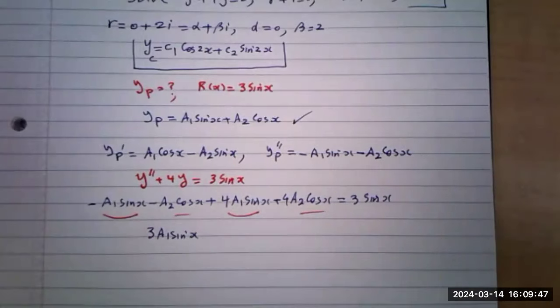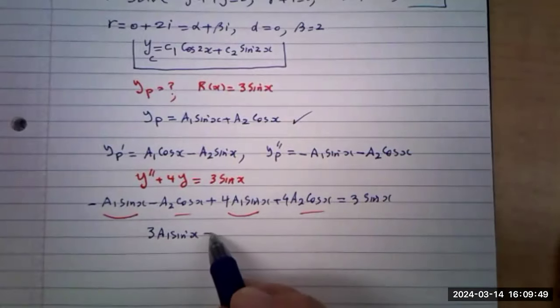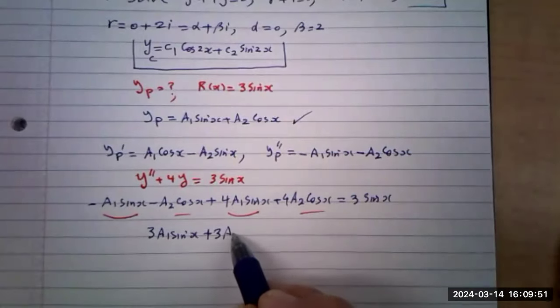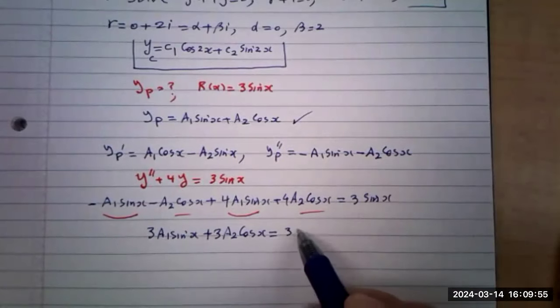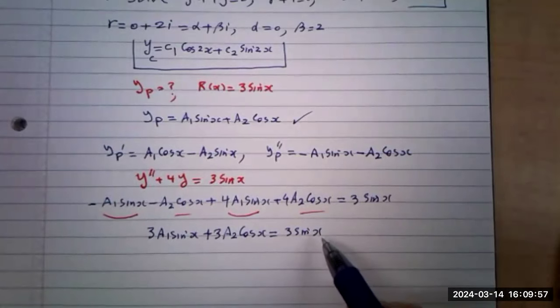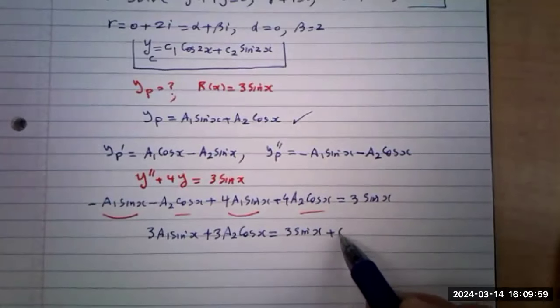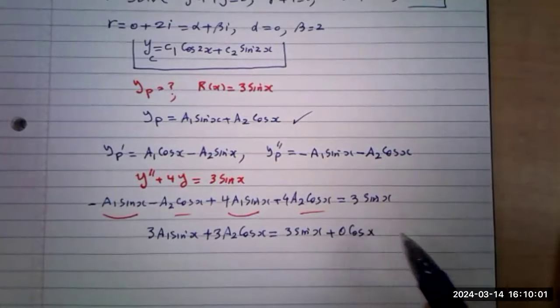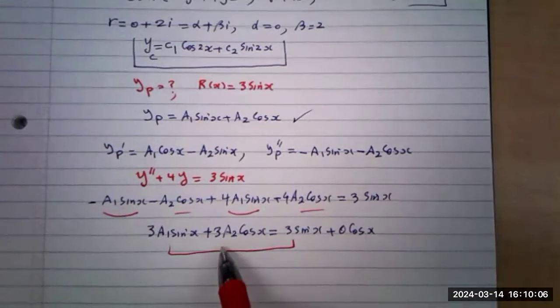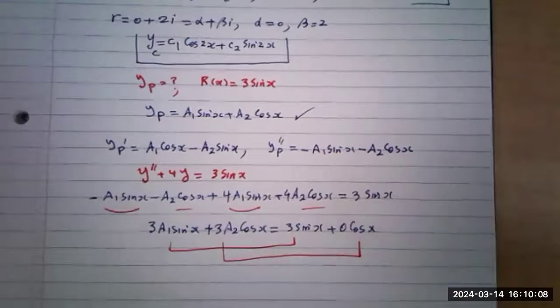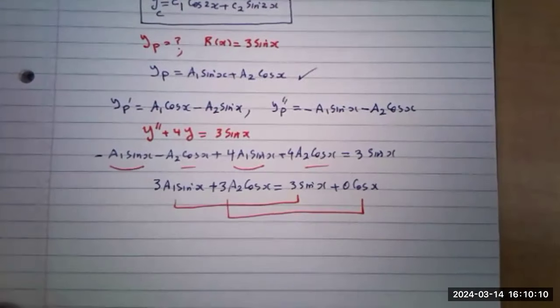Okay, 4a2, so that gives you plus 3. Okay, 3a2 cosine of x, and this is equal to 3 sine x. You may think of it as 3 sine x plus 0 cosine x, and let the coefficients of the corresponding terms be equal to each other to get your result.